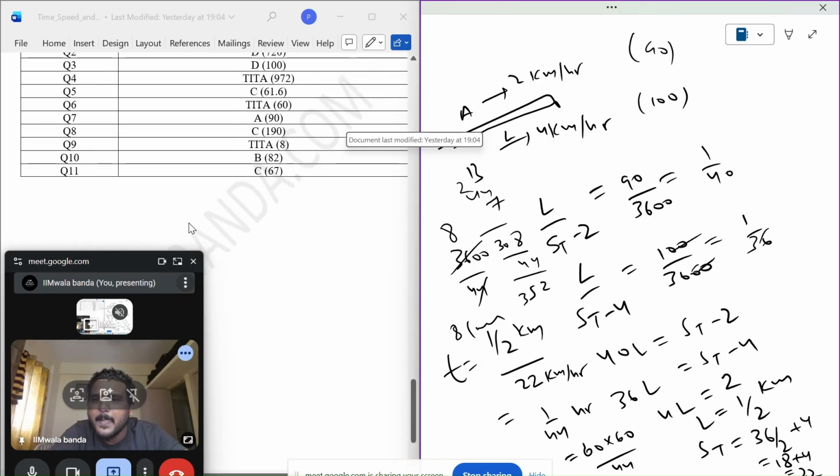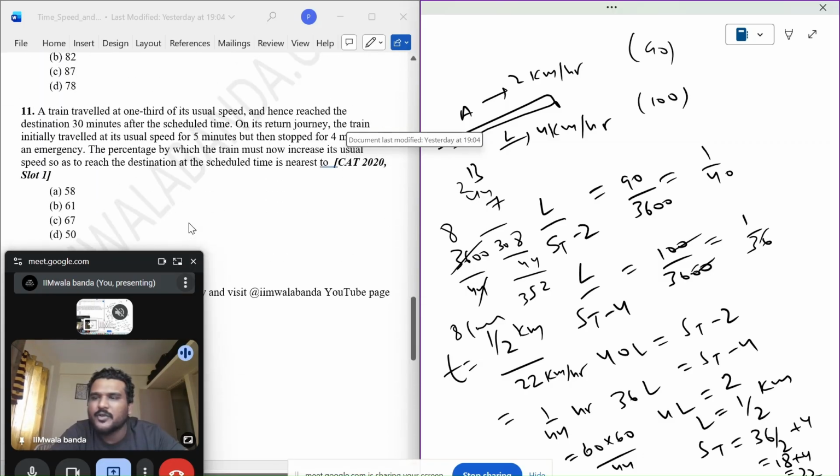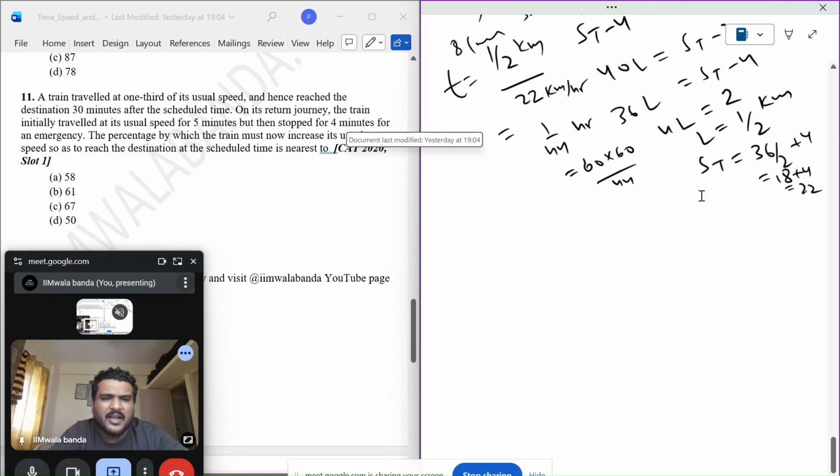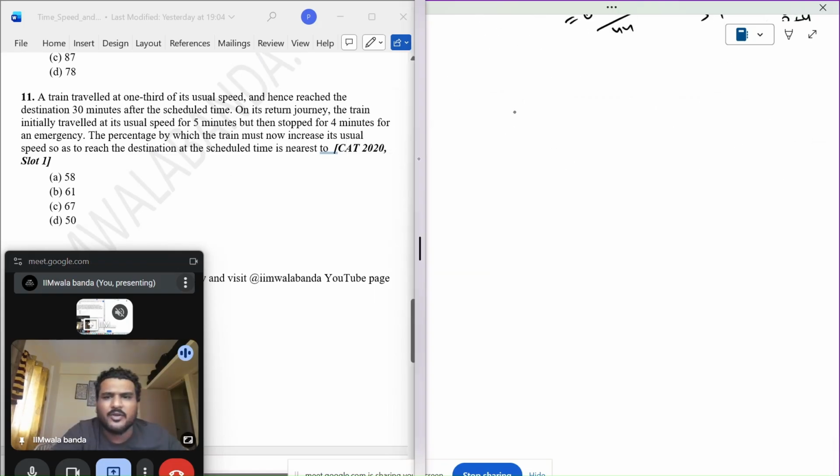Option B. Yeah. So you don't need to calculate everything. Just get an approximate value if you're sure about your concept.